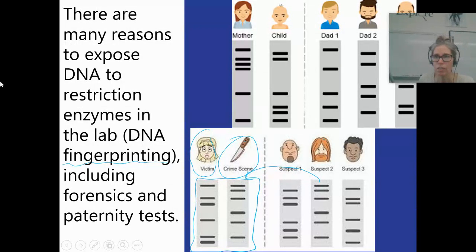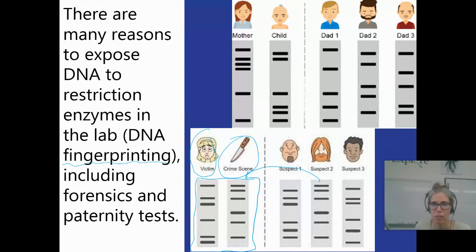And then a paternity test is a very similar type of experiment. What's happening here is here's the mom and here's the kid. The kid shares some fragments in common with mom, like these, but had to have gotten the others from their other chromosome, from dad. And it looks like these two possible dads match this one, and these two match this one. So dad number 3 is probably the child's dad.